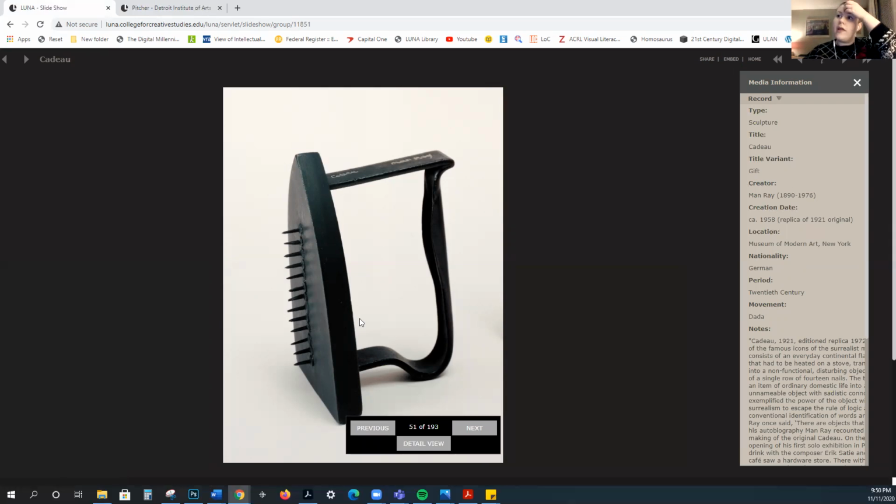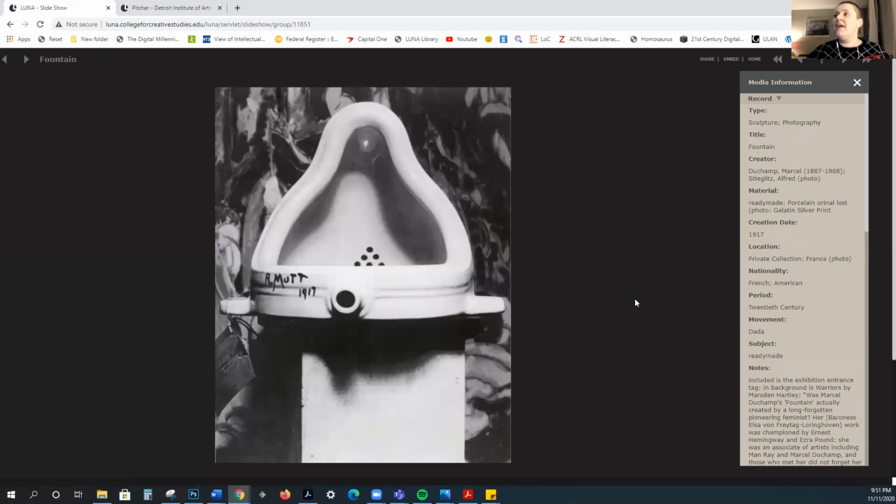So I know it doesn't look like the irons that we think of now, but basically you would put this on a stove. You would get the flat surface here heated, and then you would use it to press your clothing. So by gluing tacks to the center of this iron, it's completely non-functional, right? It's an absurdity. And then finally, Fountain by Duchamp, signed R. Mutt, right?